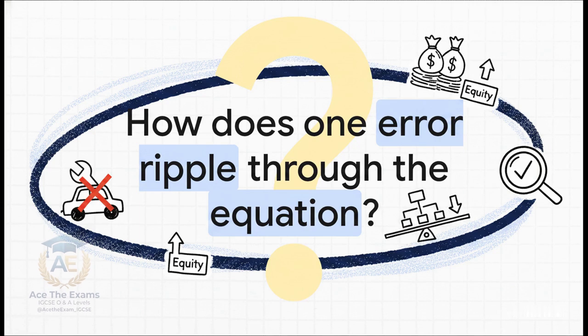I want you to mentally trace a single uncaught error, like treating a routine vehicle repair as a capital asset purchase. Trace it through the entire procedural flow. Watch how it artificially inflates profit and totally distorts your equity. Ask yourself right now, is your logic robust enough to catch that ripple?